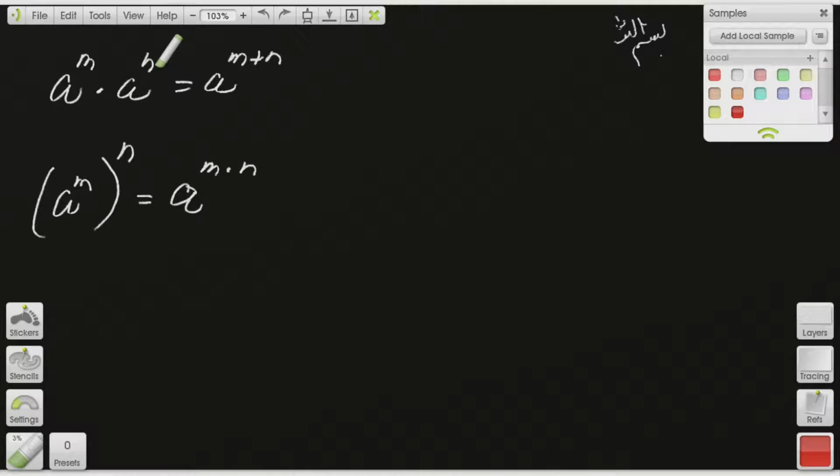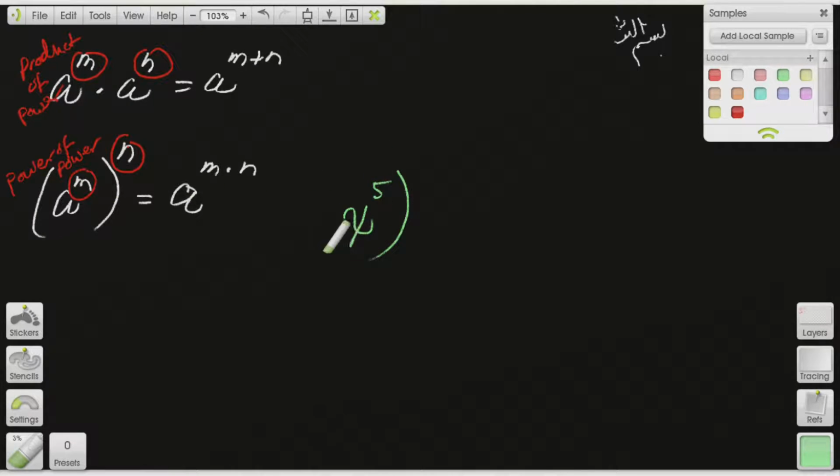This is called power of power rule. Interesting, right? Power of power. Power of power rule. Product of powers rule. Power of power. So let's do a couple examples like this.